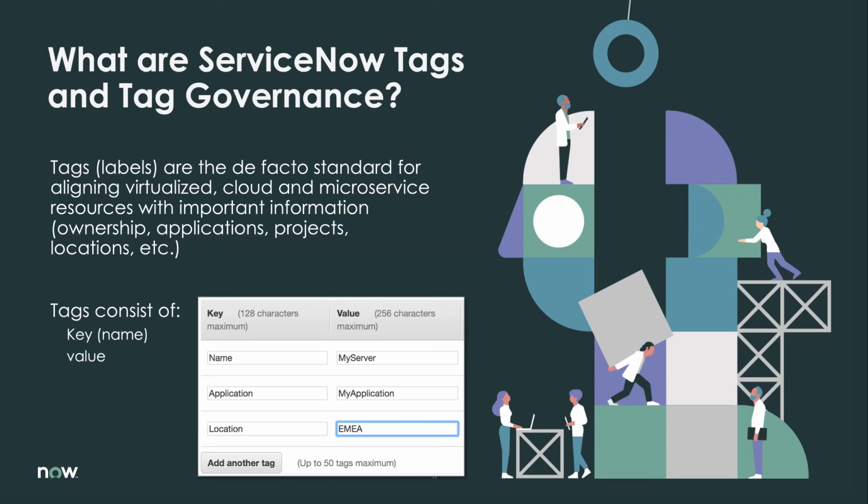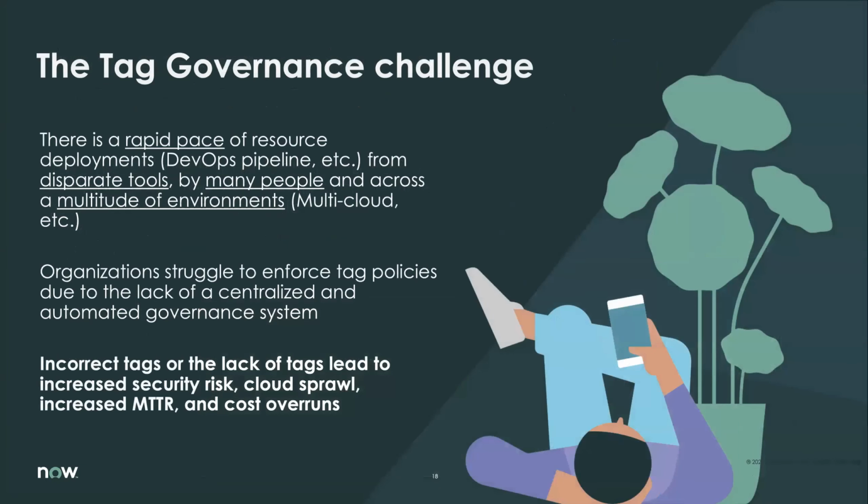In the use case of tag governance, a tag is a label consisting of a key value pair that is assigned to a cloud resource. Tag governance helps to solve the many challenges we face in this fast-paced modern IT world. Resources are being deployed at rapid pace using various deployment tools across a multitude of environments. Many organizations struggle to enforce tag policies due to not having a centralized way to govern tags across environments. And in turn, this leads to increased security risk, cloud sprawl, wasted resources, and cost overruns.